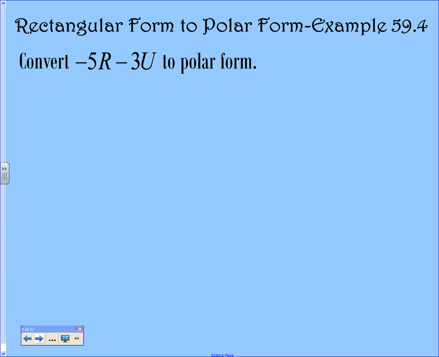Alright, so how am I going to graph negative 5r minus 3u? So left 5, down 3. And that's my point. Y'all see how that works so far? Okay, so what we need to find is our hypotenuse, and we need to find this angle. In the past, they gave you the hypotenuse and angle, and you had to find the 5 and the 3 part.